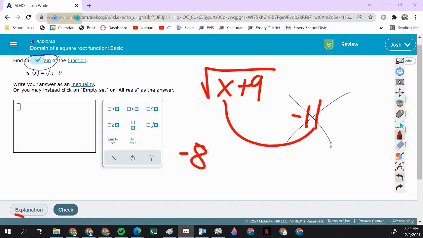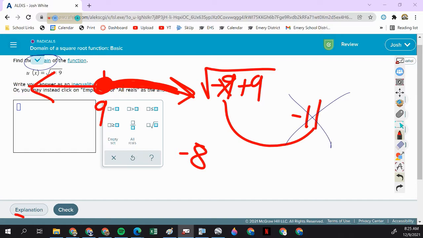Right? Any positive number is going to work here. But negative 9 is the magic number. Am I allowed to plug in negative 9? If I stick a negative 9 right here, negative 9 plus 9 is 0. Can you take the square root of 0? Yes, you can. It's 0. So if I were to draw the number line, the magic number is negative 9. And you guys said 9 counts. Yeah, negative 9.